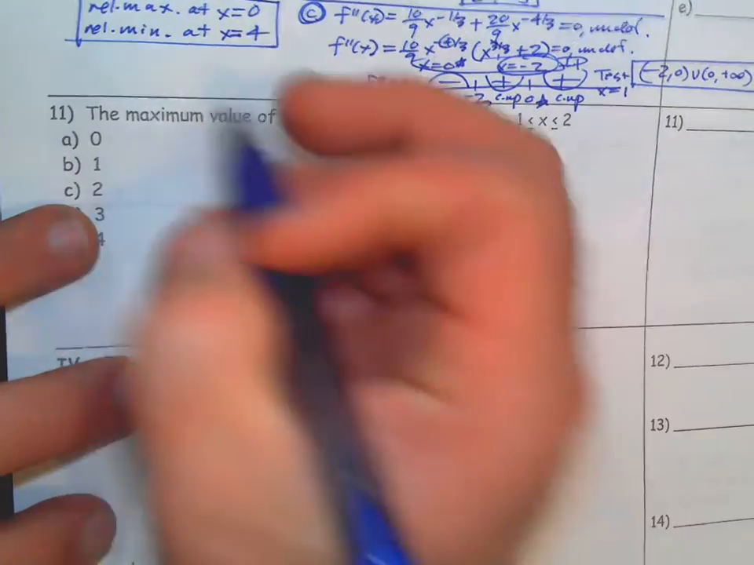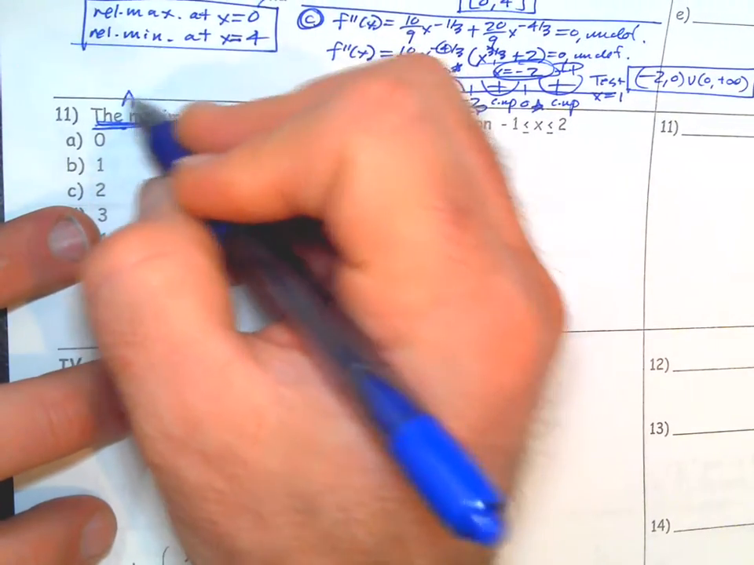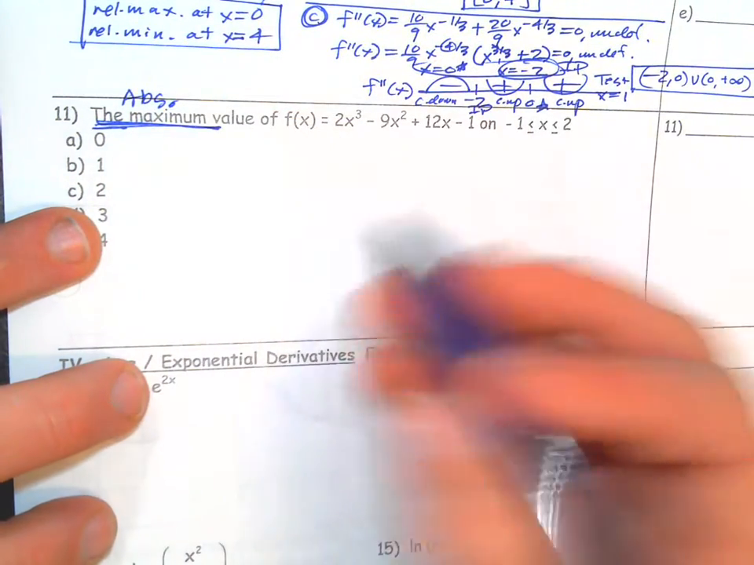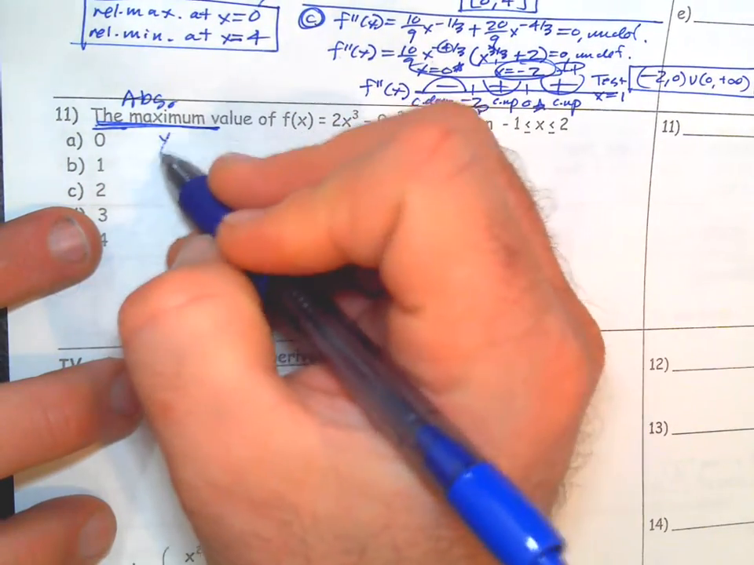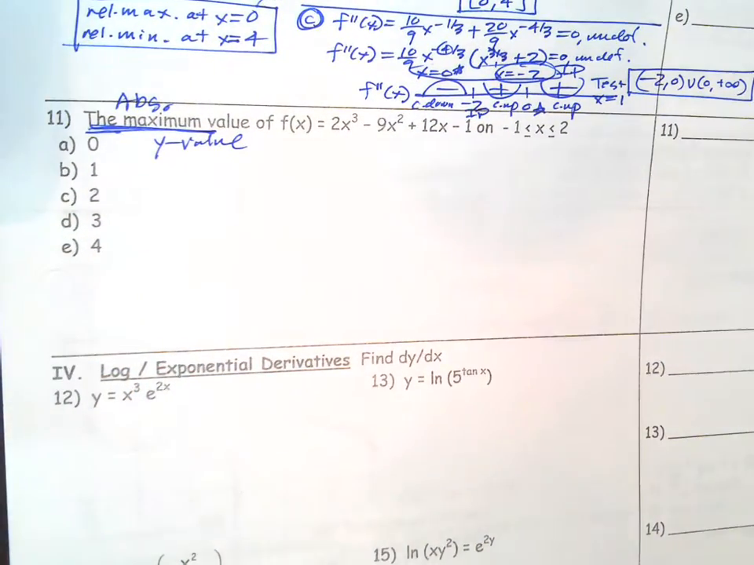Lots of good stuff. Okay, the maximum value. It said the max. If it doesn't say relative, that's absolute. It doesn't have to say absolute, but if it doesn't, that means absolute. And this also means that we're looking for the y value. So be careful here. The maximum value. They didn't say where or the x coordinate.